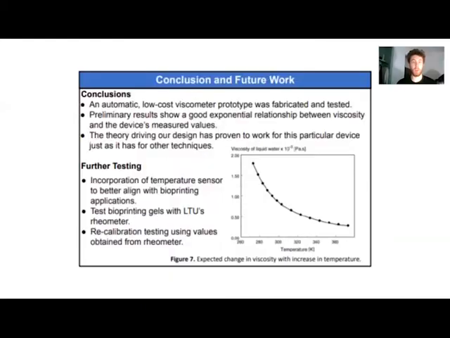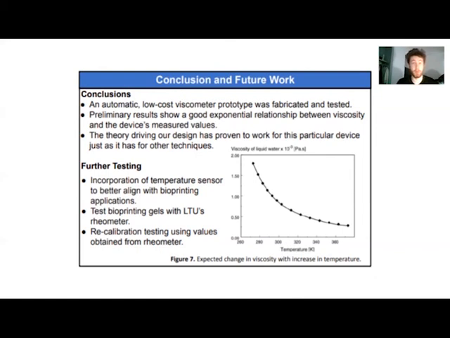And then in conclusion, an automatic low-cost viscometer prototype was fabricated and tested. Our preliminary results show a good exponential relationship between viscosity and the device's measured values. But like we said before, we will need to do a little more testing in order to validate the exponential model. And then most importantly, the theory driving our design has proven to work for this particular device, as well as other methods that we tried to mirror with our design.